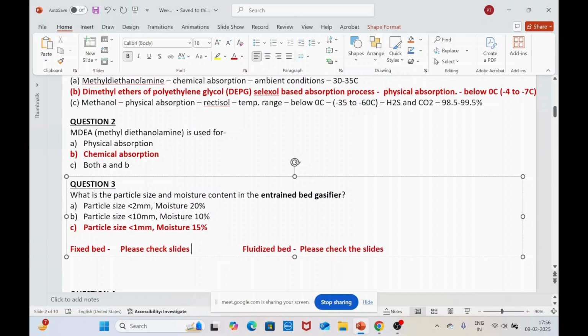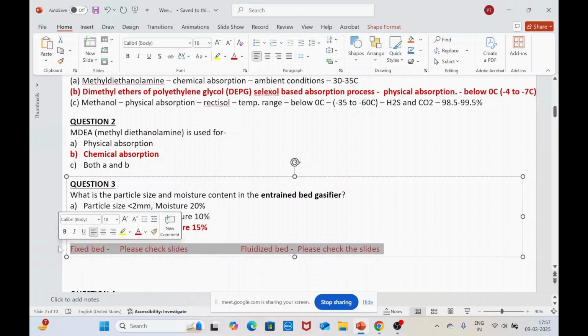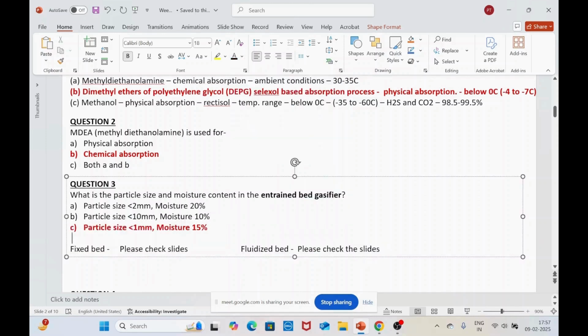So likewise, you can get questions like this in your assignment. Here it is based on entrained bed gasifiers, but you can have a very similar question wherein you will be asked to comment on the particle size and the moisture content of fixed bed and fluidized bed reactors. So it's better to remember, for all the gasifiers, the particle size and the moisture content.